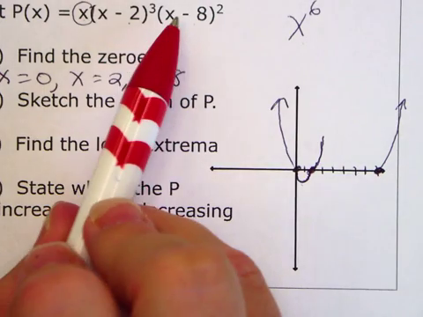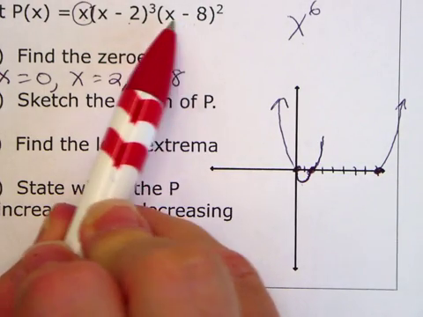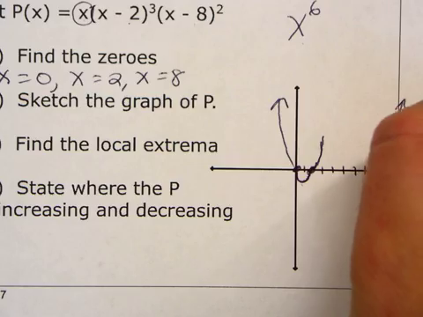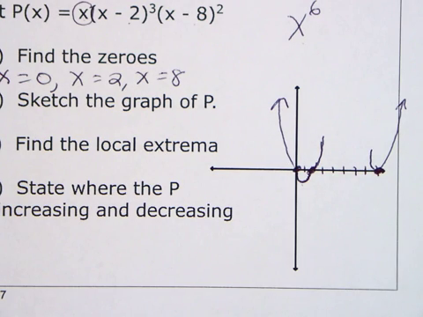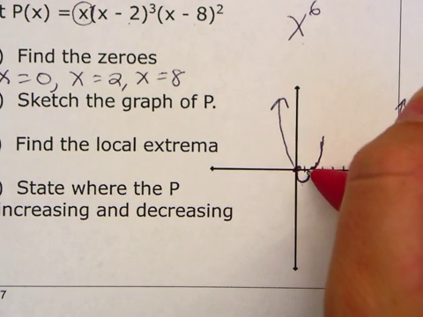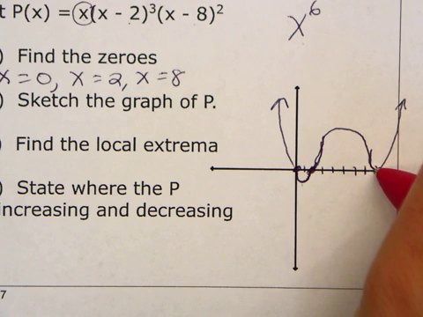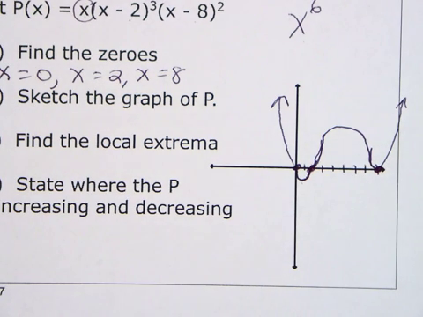All right? And then what's happening at x minus 8? At 8, we also have a double root, right? It's an x squared. It's like a little parabola. So it's going to look like that. So that's what our graph looks like. Little weirder, right?